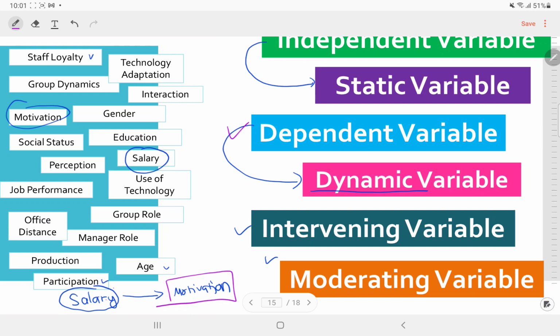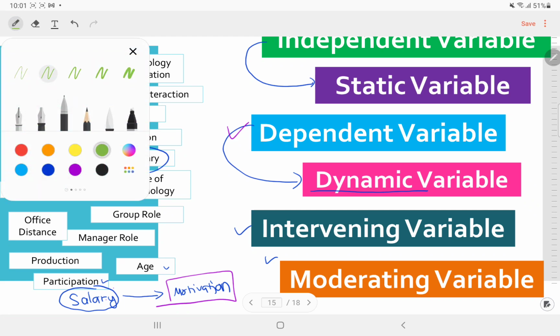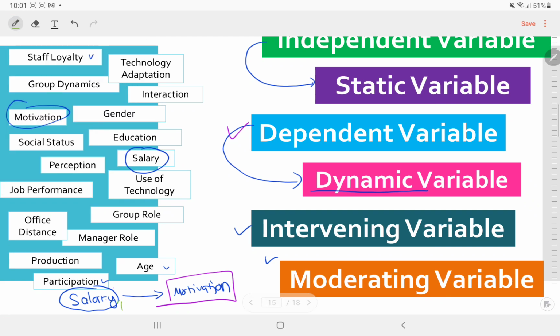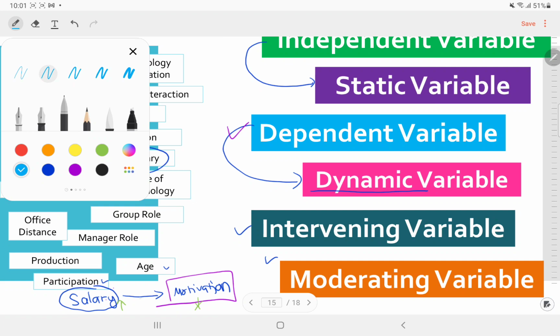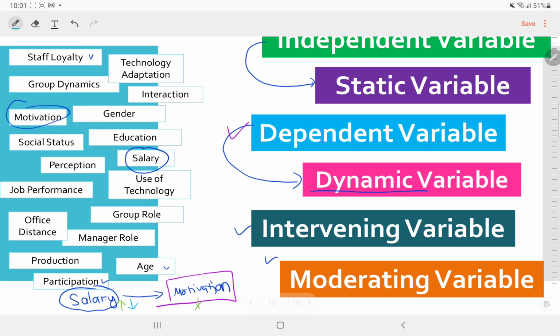On the other hand, if the influence is negative, I will draw it. If the salary is higher, the motivations will be lower. Or if the salary is lower, the motivations will be higher. So they will give different results in the end. It means that the influence is negative.